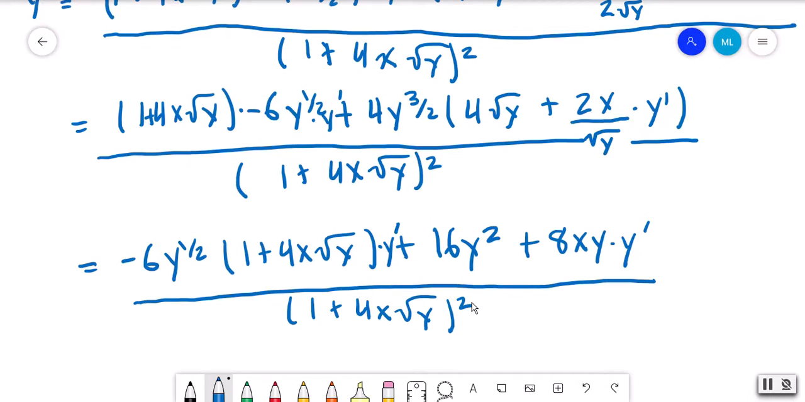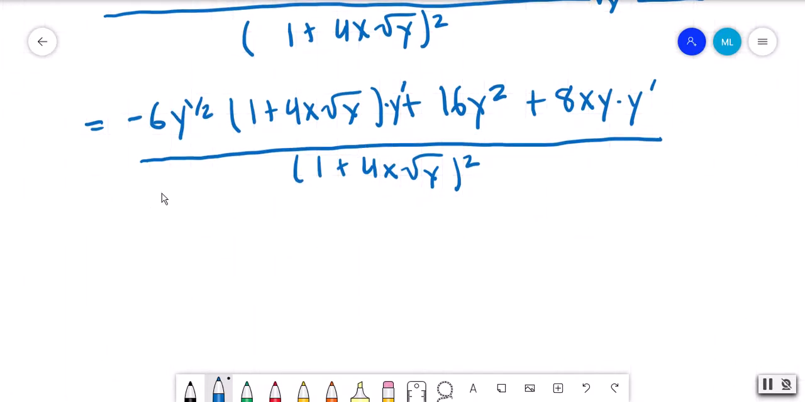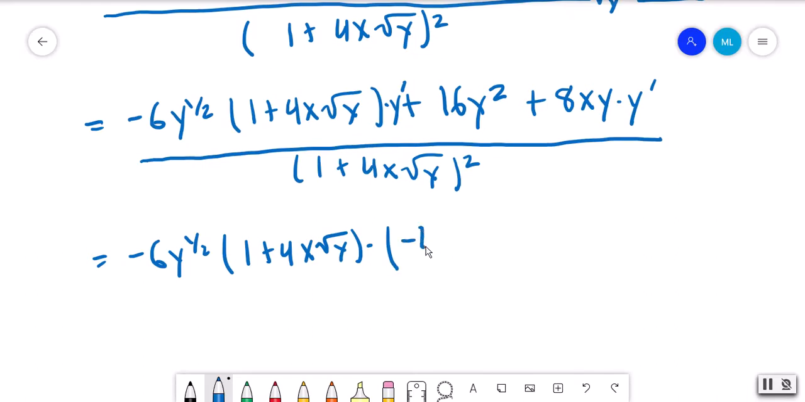Now from there, this is where we're going to substitute as much as possible. So with that, we're going to substitute the y prime. Now notice that the y prime will actually cancel out a few things, so that's going to be good. Okay, now this gives us negative 6y to the 1/2 multiplied by 1 plus 4x root y multiplied by the derivative, which is negative 4y to the 3/2. And this is divided by that denominator, 1 plus 4x root y, of which you can see that basically that cancels out.